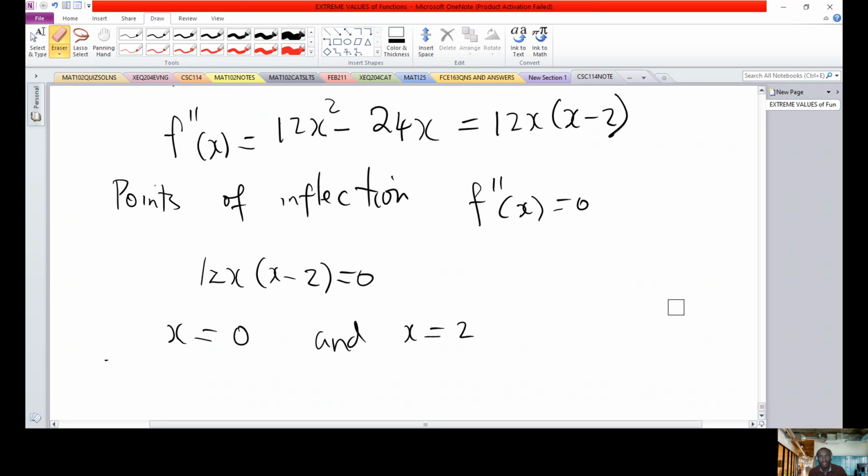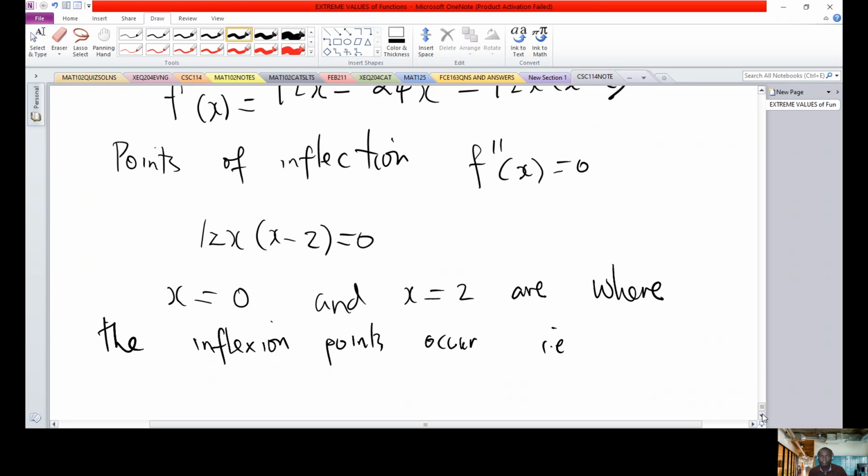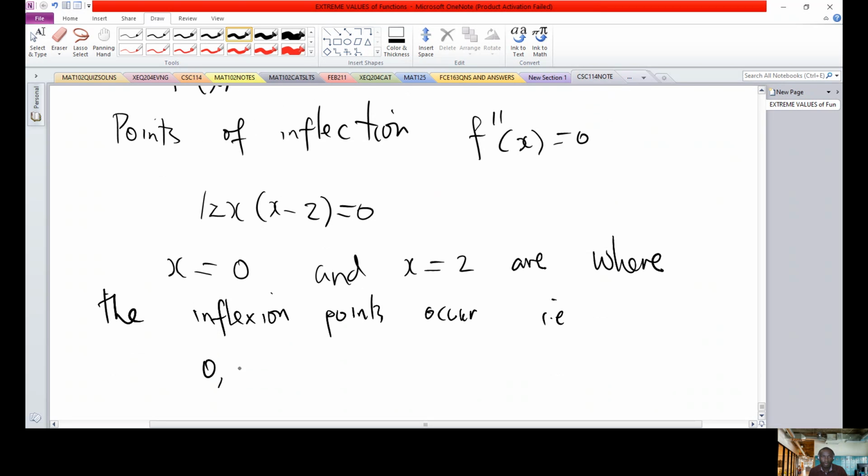So x equals 0 and 2 are where the inflection points occur, i.e. the points of inflection will be 0, f of 0, and 2, f of 2.